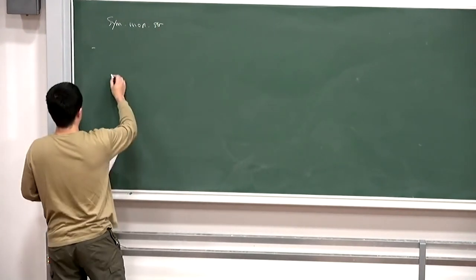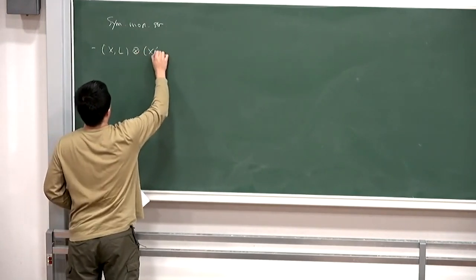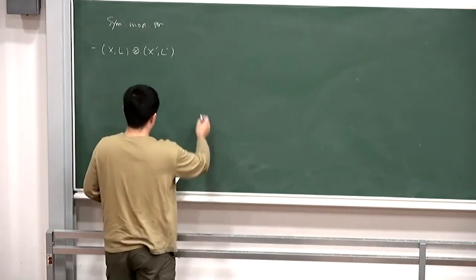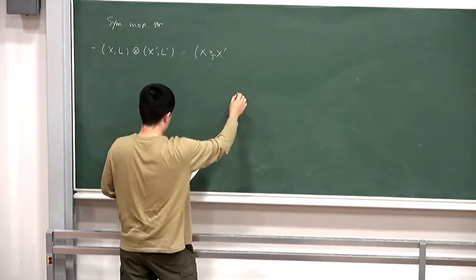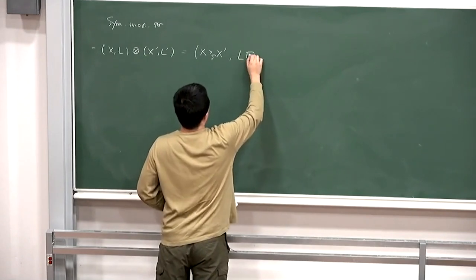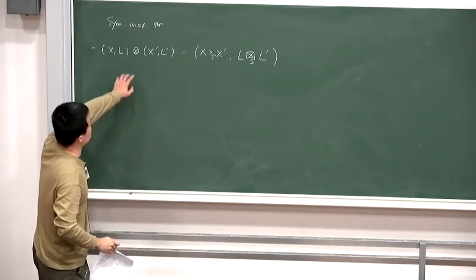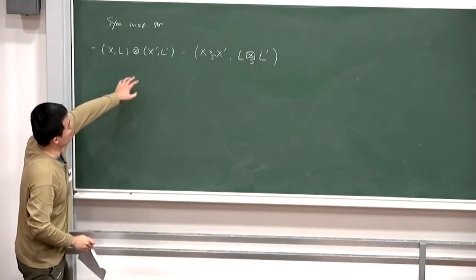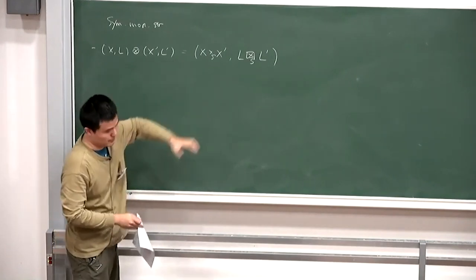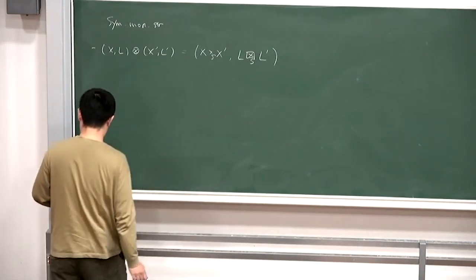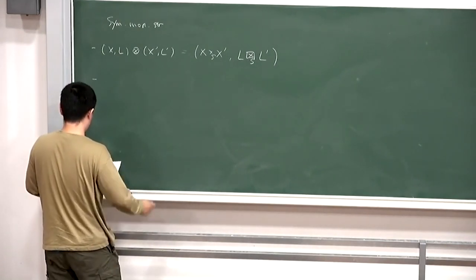First, on objects, it's XL tensored with X prime L prime. That's defined to be the fiber product over S, and that's the box product. So it just means that you pull back L to this, and tensor with L prime pulled back to this. So this notation just means that. And we need a tensor product on morphisms.